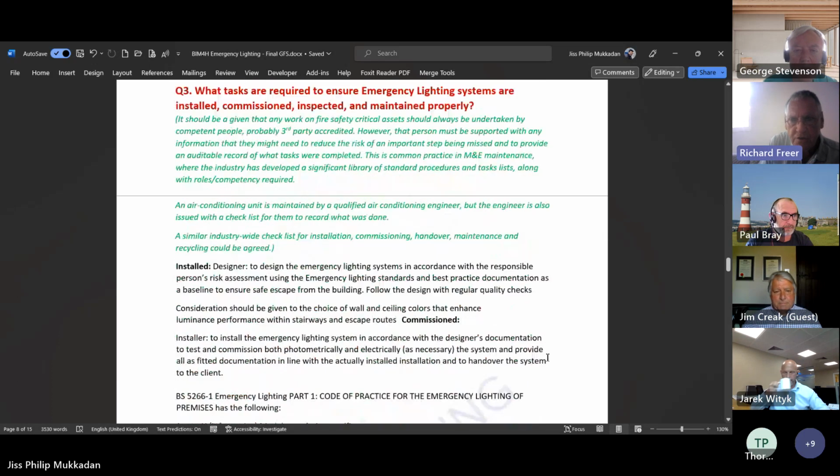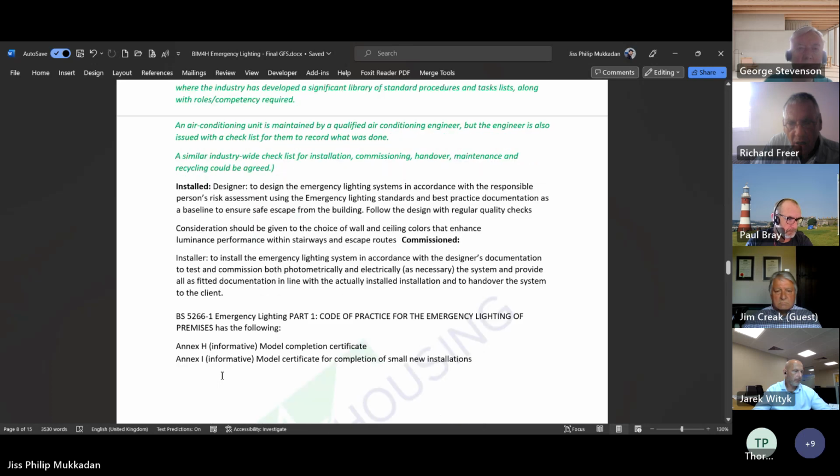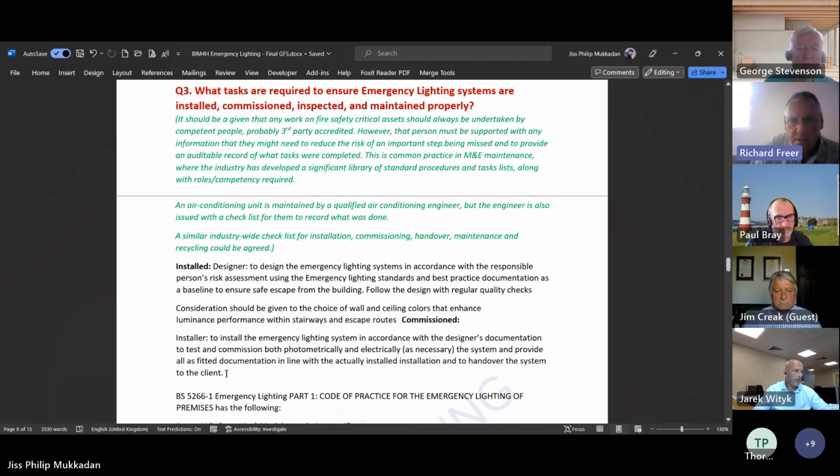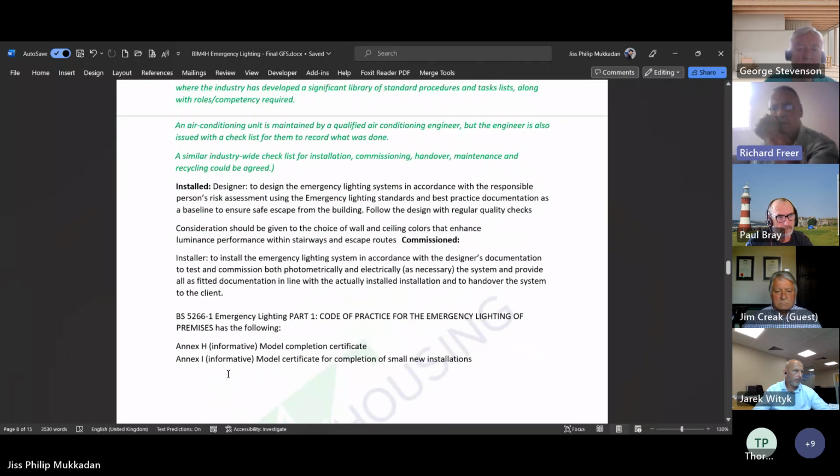Okay, let's go on to question 3. What tasks are required to ensure emergency lighting systems are installed, commissioned, inspected, and maintained properly? Right, let's look at installation first. Is that all of installation, Jess? Yeah, it is. Okay, let's look at installation first. There we go. Have a look at that.